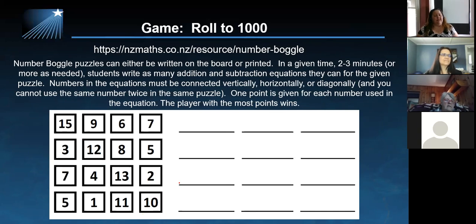This could be played in a lot of different ways. You could play this in a synchronous setting as a game where you're all sitting together and you time them for that 2 to 3 minutes. You could also have this be just individual work. You could have a copy of this where students, when they're done with their work, pull this out and work on it individually.